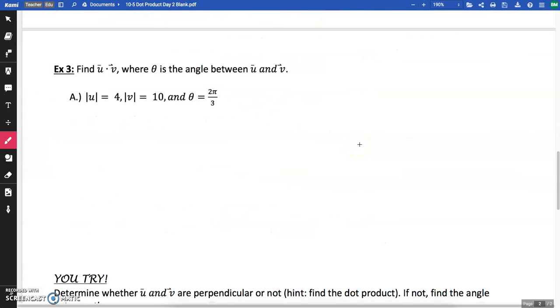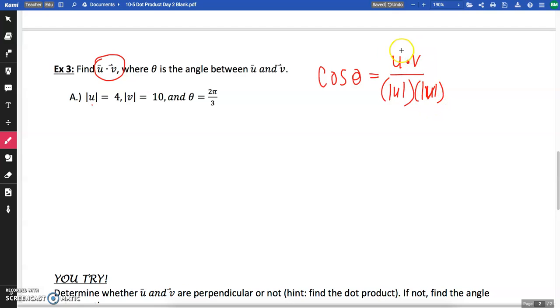One more example to go through together. We don't do these a ton, but it's worth looking at here. So it says find U dot V. So our goal here is to figure out what the dot product is, where theta is the angle between U and V. So if you look at the information, we have the magnitude of U, it's 4, we have the magnitude of V, and we have the angle. Remember our formula, cosine of theta equals U dot V divided by the product of the magnitudes. So we're just missing what goes on top of our formula.